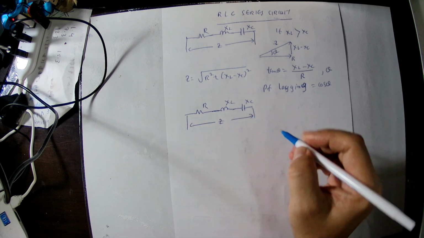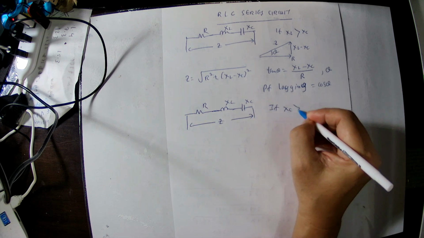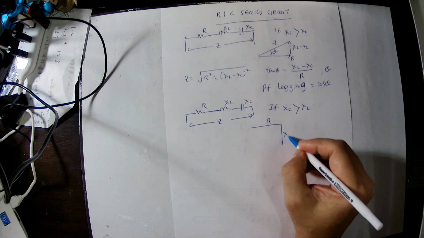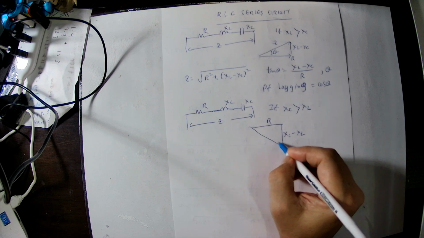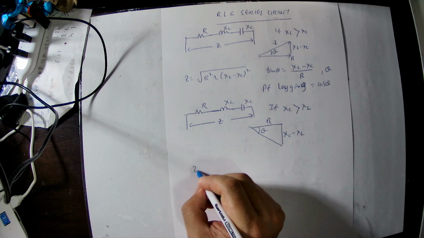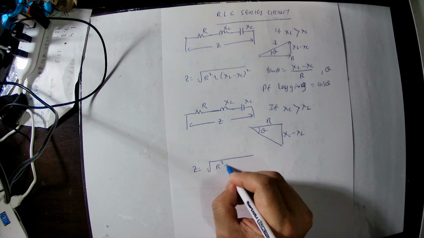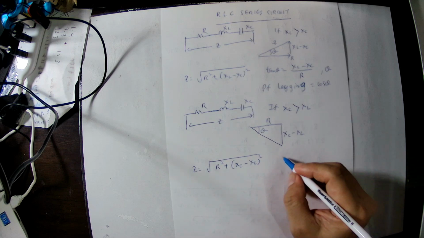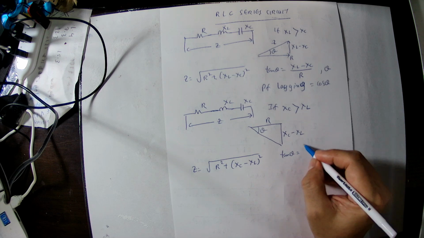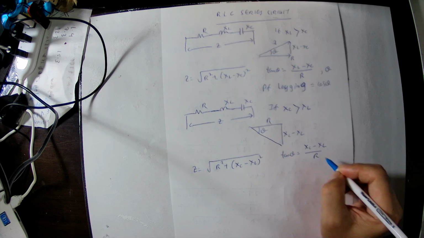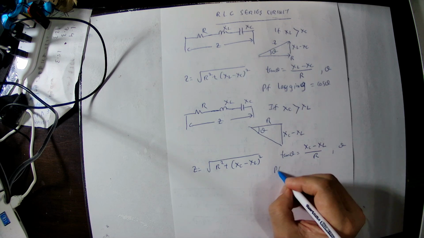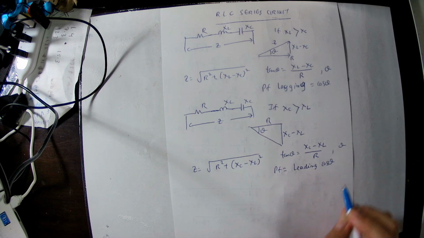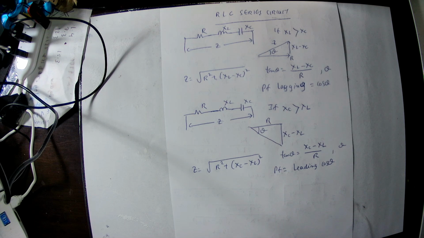Sometimes what can happen is, if XC is greater than XL, in this case, we can draw the diagram. This is the resistor here, this is XC minus XL, and this is the angle theta. So impedance Z can be calculated as the square root of R squared plus XC minus XL the whole squared. And tangent theta is XC minus XL divided by R. From here you can calculate theta, and the power factor is leading, cos theta. So this is for the RLC series circuit. We can calculate this way.